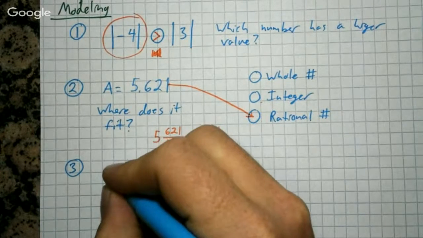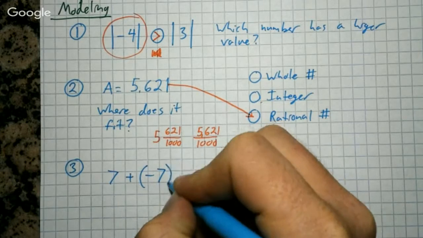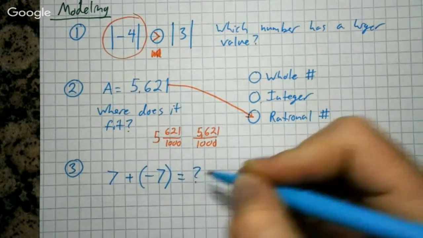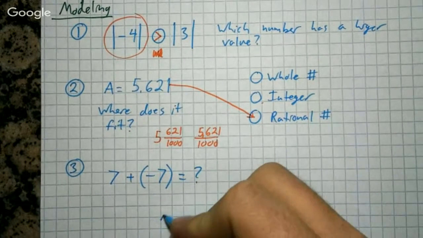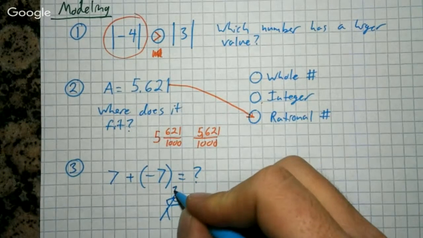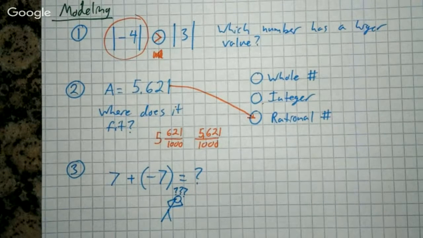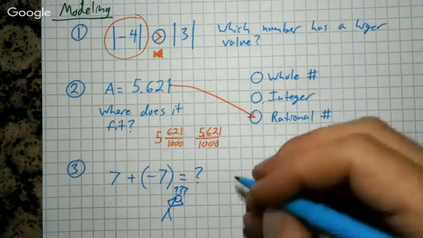7 plus -7 equals what? Now I know what you're thinking. You are thinking, oh my gosh, Mr. Barry, I have no idea what this could possibly be. But I'm sure you'll be able to figure it out. All right, obviously I'm kidding.